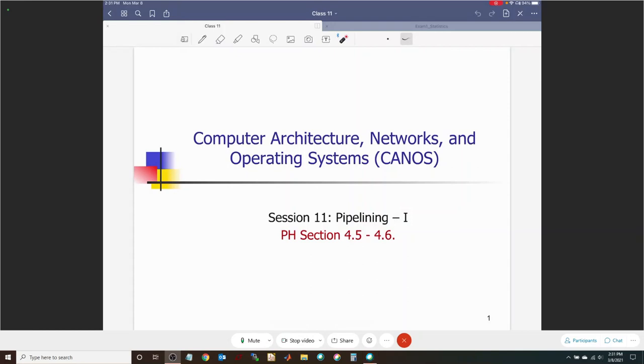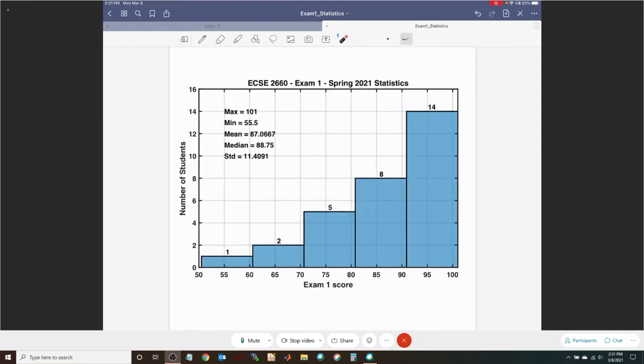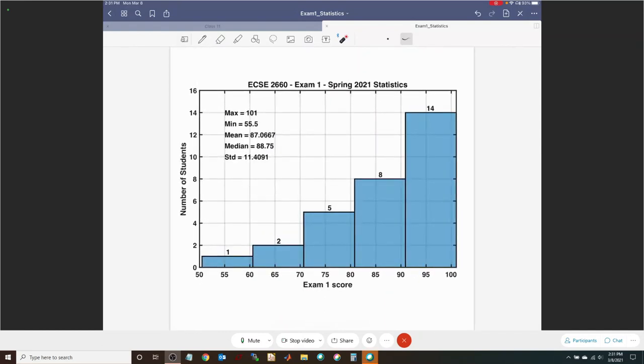Before we get into the lecture material, I want to talk a little bit about exam one that was conducted. The statistics for exam one are being shown on your screen right now. The average on the exam, a pretty healthy 87. A few students got the full score, 101. The lowest score is over a 50 mark. So nothing to panic about, but still there is some room for improvement.